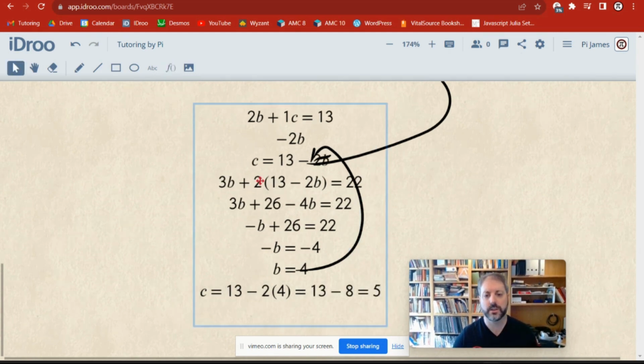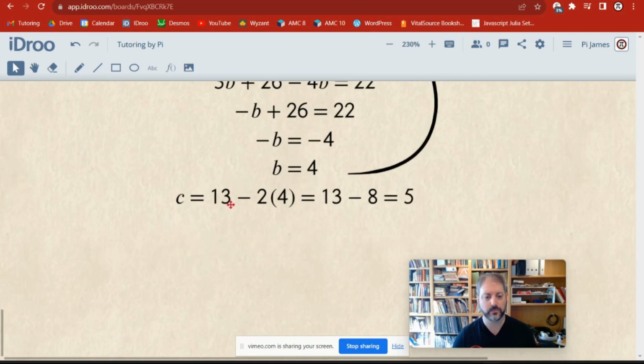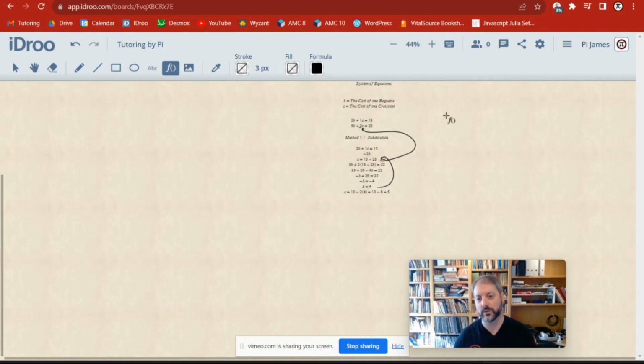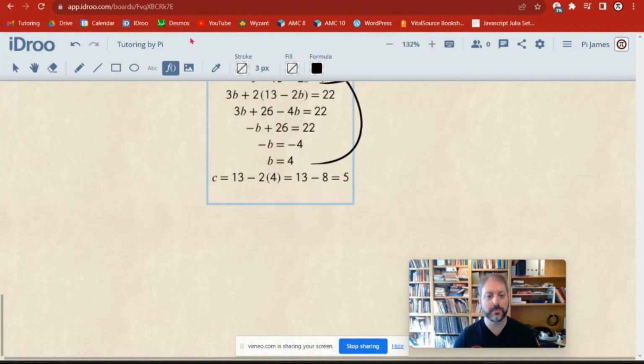All right, cool. Now, what we're going to do here is realize the question is asking for not the cost of one croissant or one baguette, but one croissant and one baguette. So we just need to do B plus C. Cost of one baguette is 4.